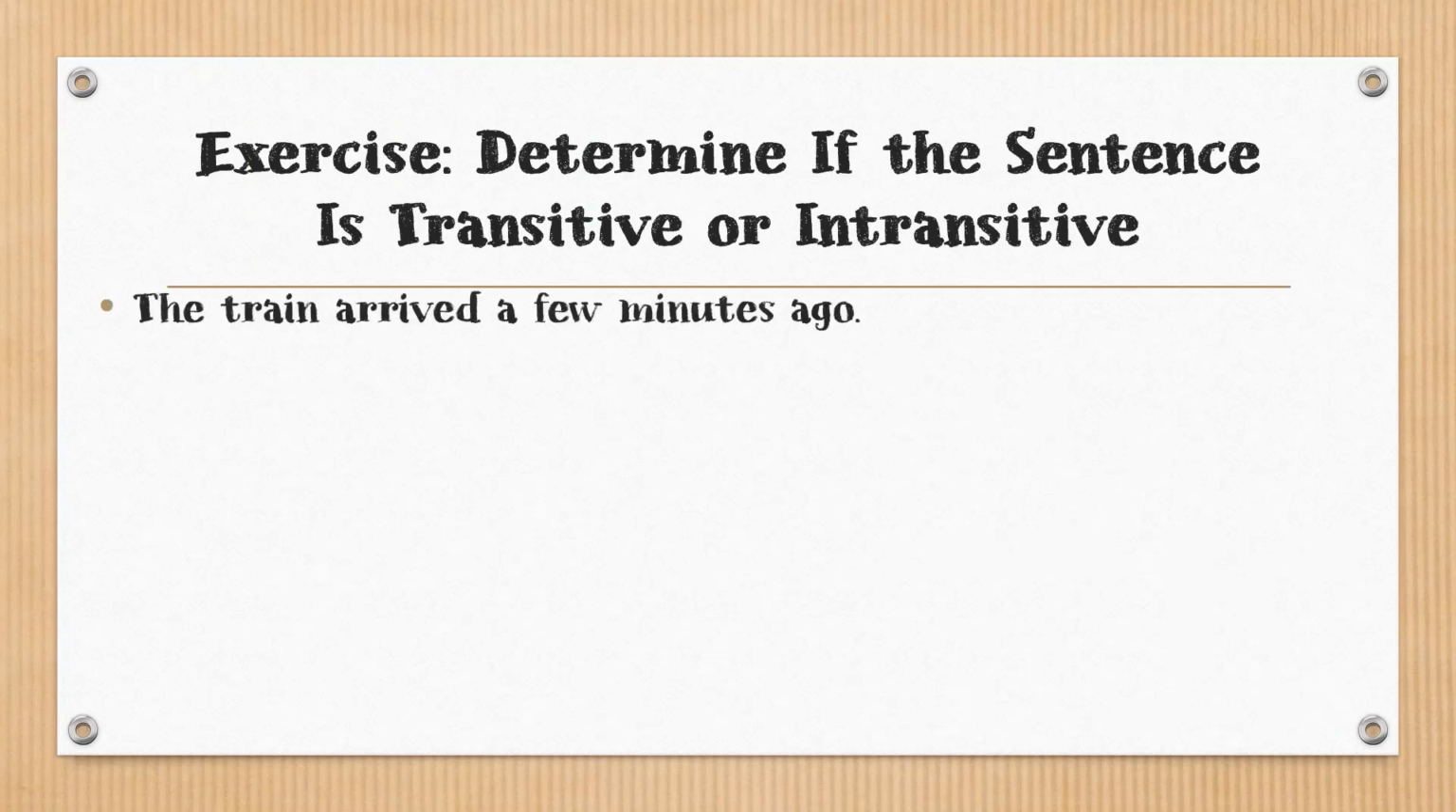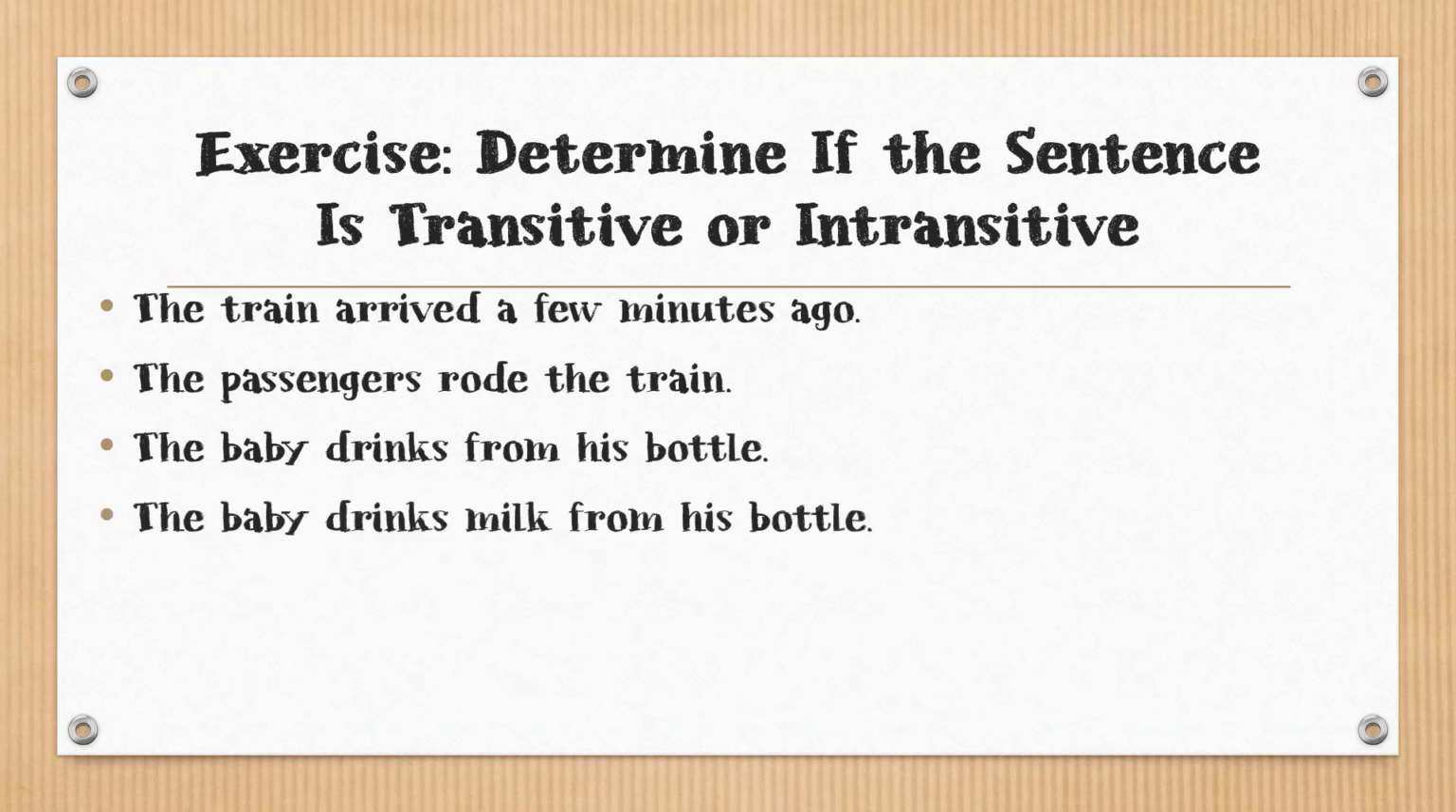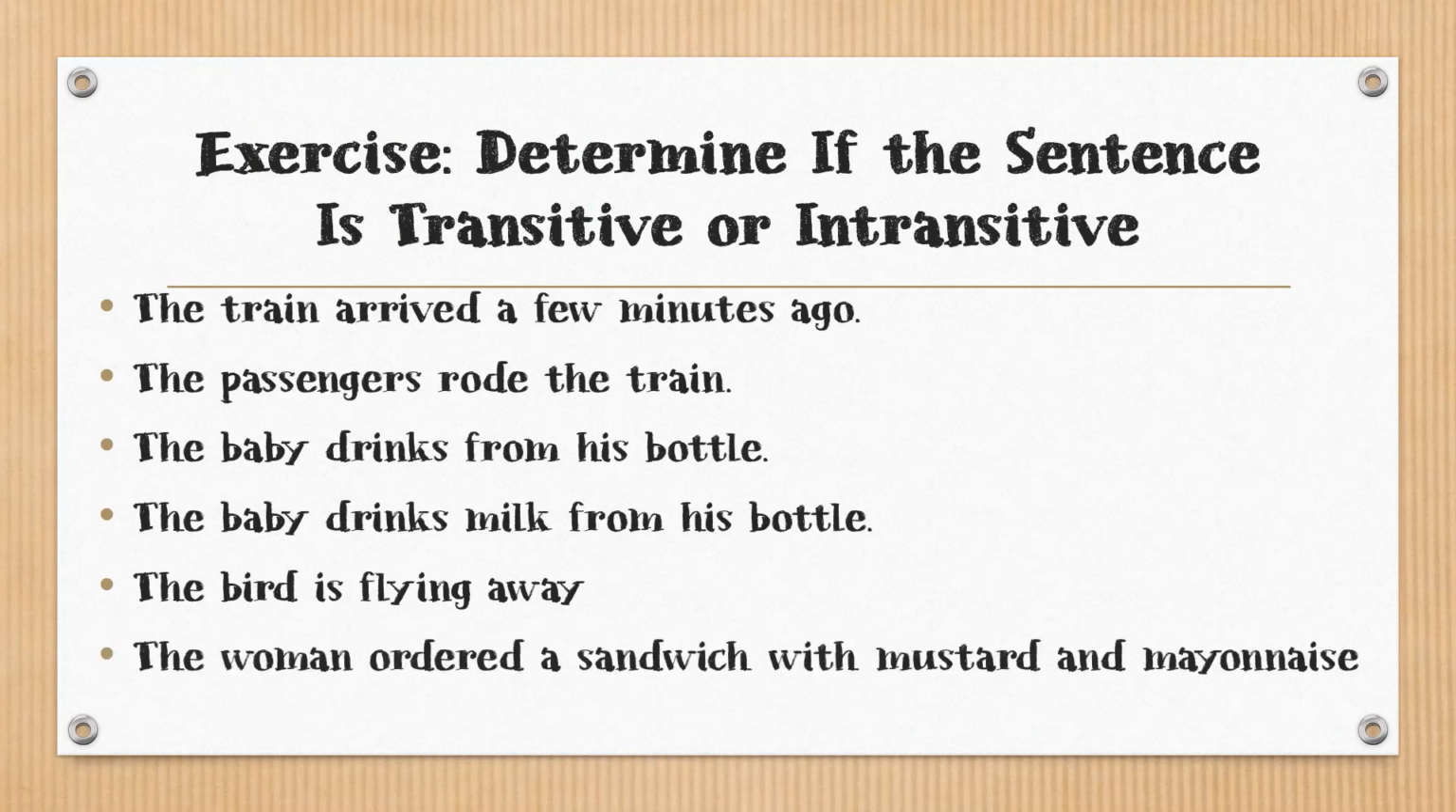Okay, ni ada sentence dia. The train arrived a few minutes ago. The passengers rode the train. The baby drinks from his bottle. The baby drinks milk from his bottle. The bird is flying away. The woman ordered a sandwich with mustard and mayonnaise. Okay, these are the sentences that you have to work with to find the transitive or intransitive.